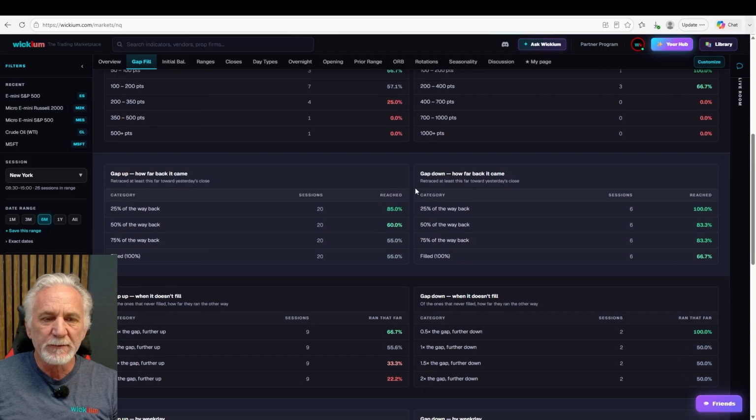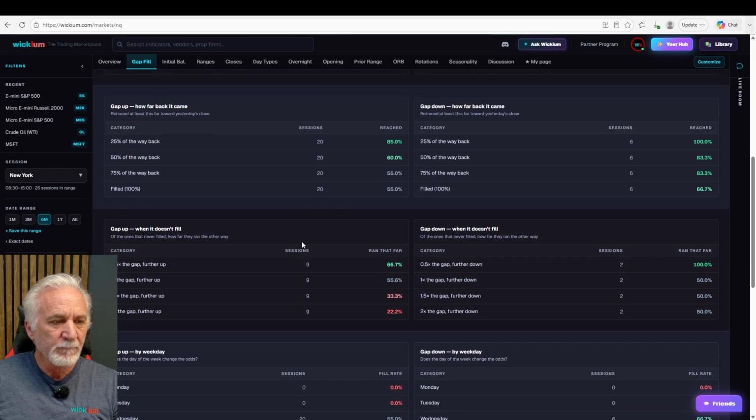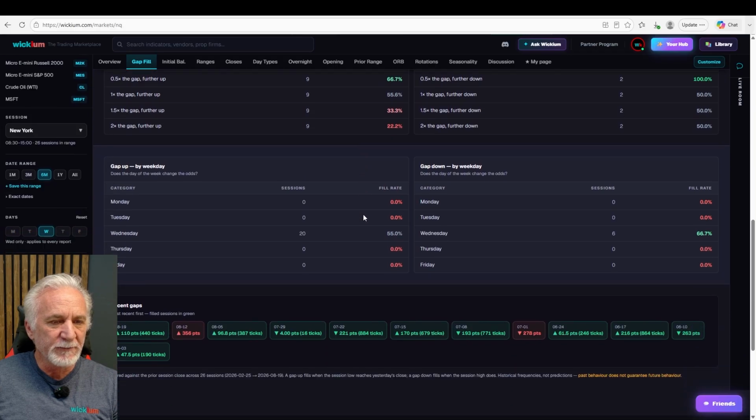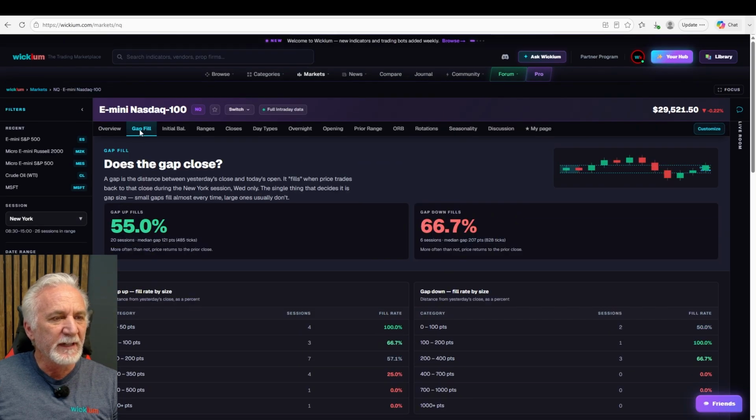And then there's a lot more information here, a lot more stats, how often it went back up, came down. You can look at these tables. Right now, I'm just giving you some plays to look at. So that's a gap fill.